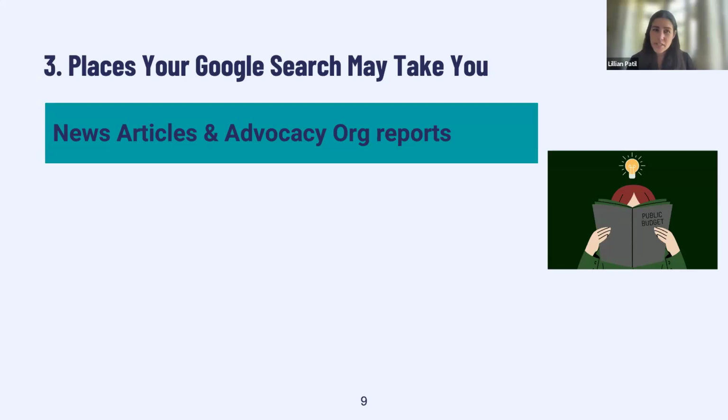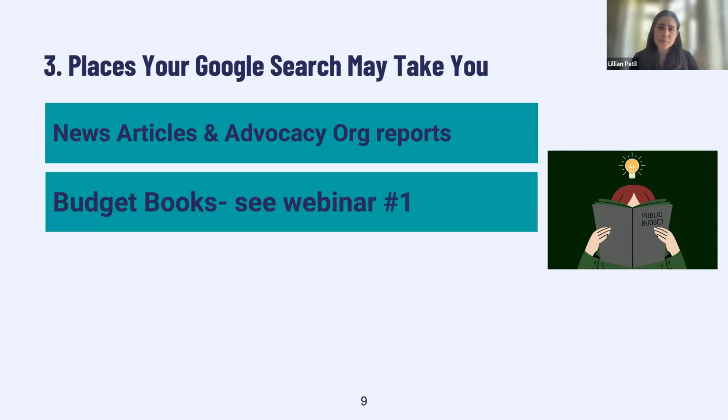If there are no citations there, you can of course always reach out to the author of the news article or the advocacy group that published the report and see if you can, informally, get that connection to other sources that may take you to that raw data.